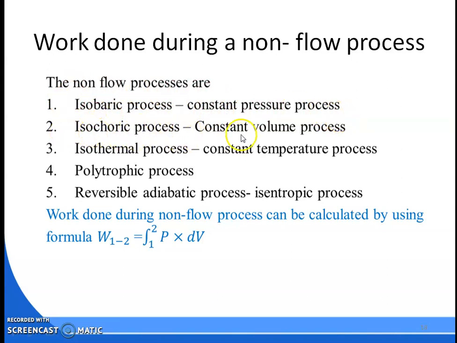Isochoric: iso means constant, so it is a constant volume process. Isothermal is a constant temperature process. Then the polytropic process. Then the reversible adiabatic process, which is also known as the isentropic process. Isentropic means constant entropy process. Then how do we calculate the work done? Work done during a non-flow process can be calculated using the formula W for process 1 to 2 is equal to integration from 1 to 2 of PdV. That is the work done formula for a non-flow process.